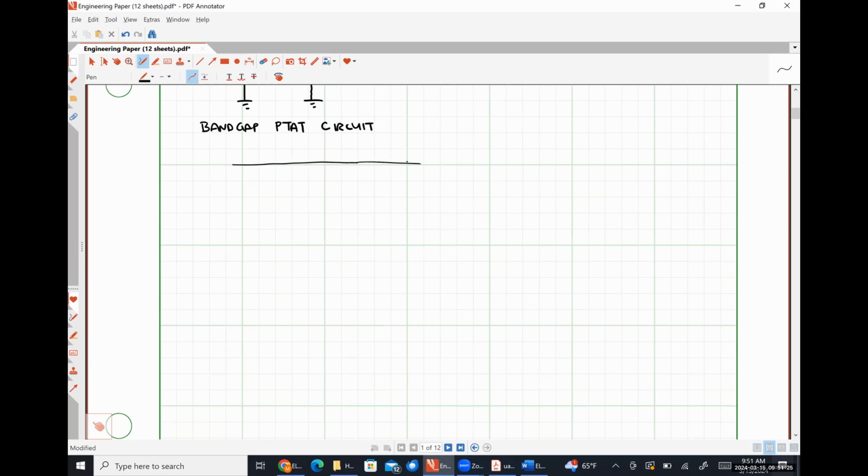PTAT means proportional to absolute temperature, by the way. So this is the circuit that is very commonly used, or variations of this circuit are very commonly used. This was actually developed in 1974.